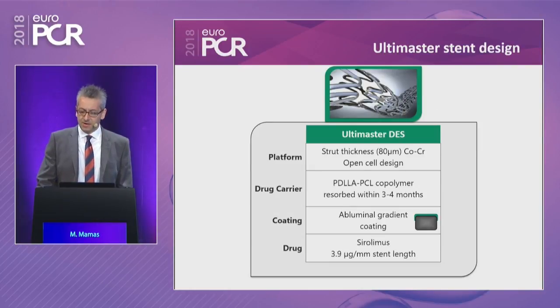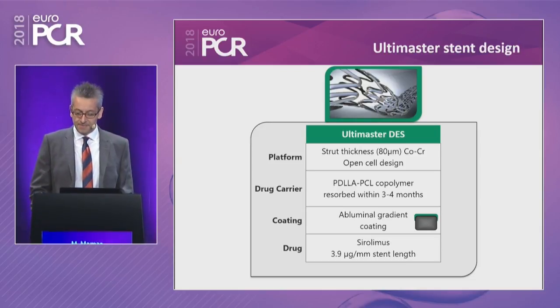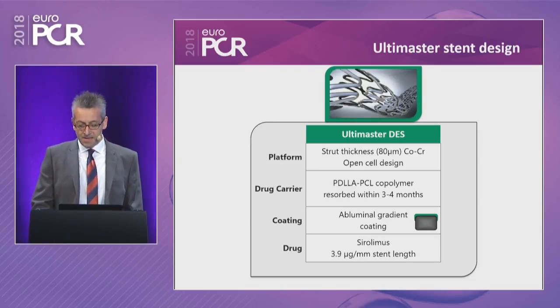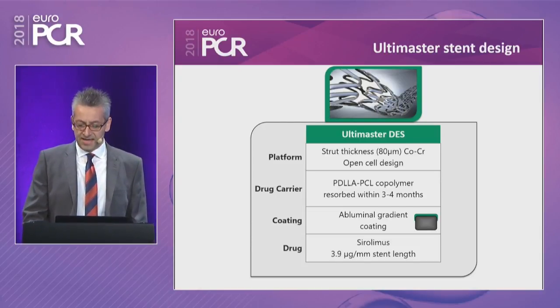So a little bit about the Ultimaster stent. This is a cobalt chromium stent with a strut thickness of 80 microns. It's an open cell design which allows side branch access. It has a bioresorbable polymer with an abluminal coating that's graded, and it's a sirolimus eluting stent.